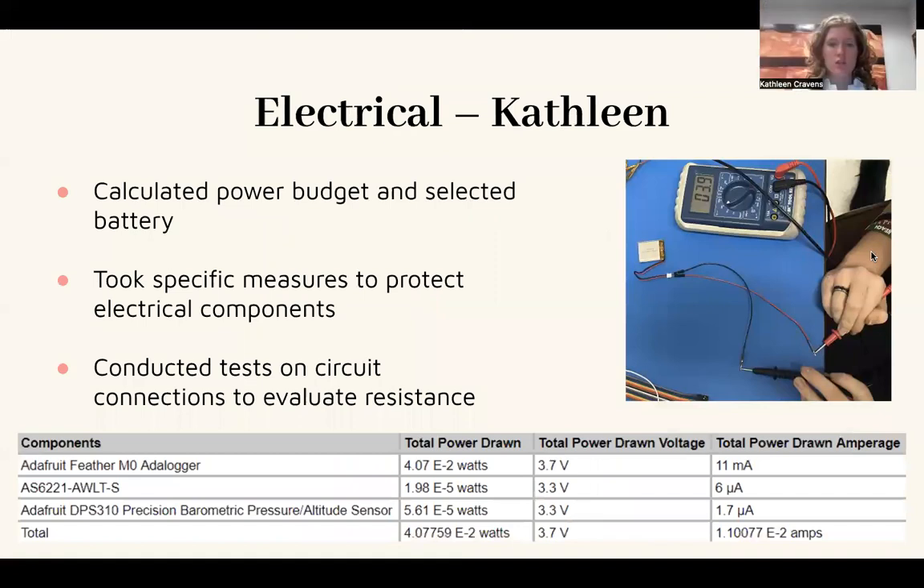For my subsystem, which was electrical, I had to calculate the power budget by researching and selecting sensors with CDH and payload. After selection, I had to calculate the total amount of volts, amps, and watts that were needed to supply the system. From there, I selected a battery that would meet this requirement. Before integrating the battery, we had to conduct tests with a multimeter to ensure that there was resistance in the battery. After testing the battery and integrating the circuit, we tested the connections between the sensors and the microcontroller to make sure the correct connections showed resistance.